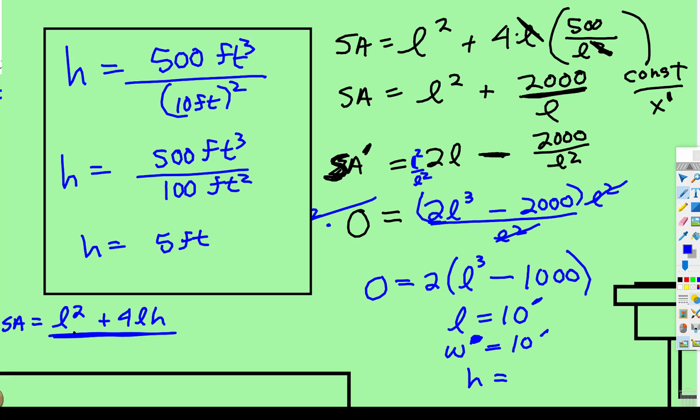So now the dimensions that we were talking about for the glass, to minimize how much glass we use for that aquarium, is the length is 10 feet by the width, which is 10 feet, by the height, which is 5 feet. All right, that's it for this one.